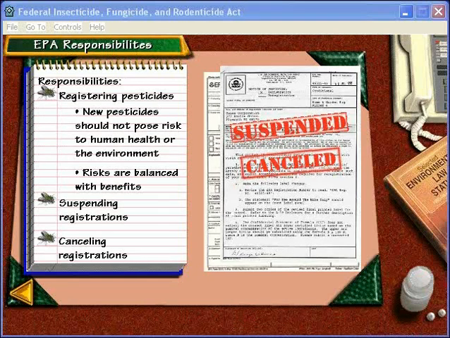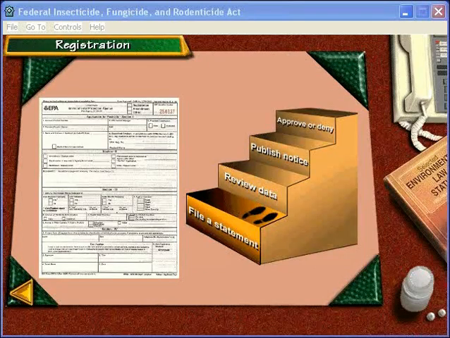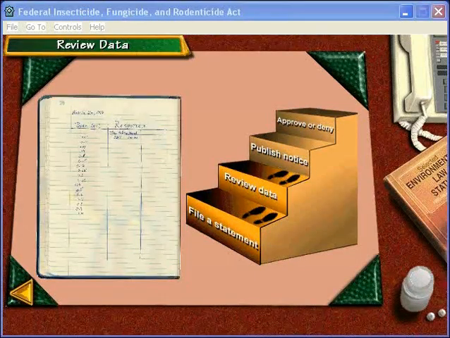In addition to providing EPA with the authority to register pesticides, the law also gives EPA the authority to suspend or cancel those registrations. Let's examine each process, beginning with the registration process. There are 4 steps in the registration process. To register a pesticide, the company must file a statement and submit data.